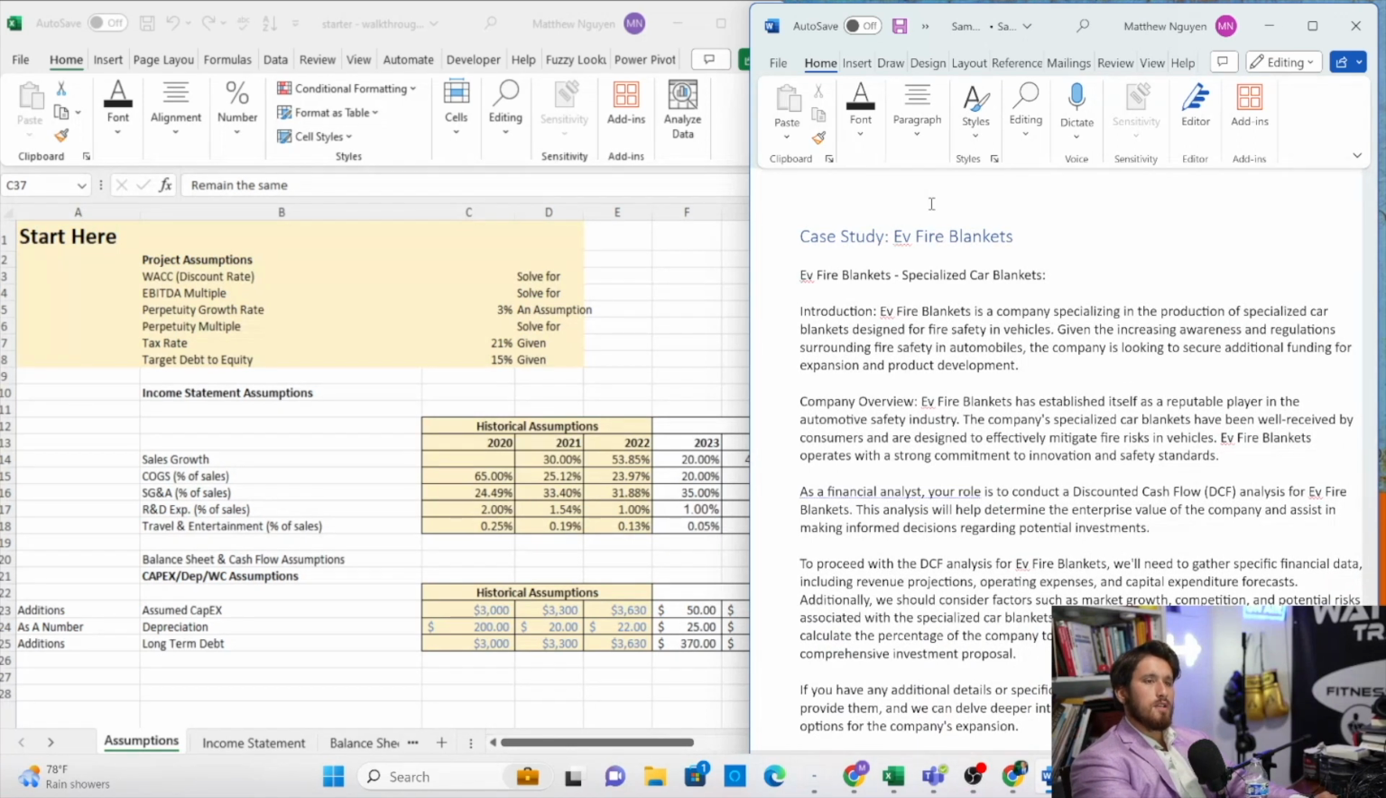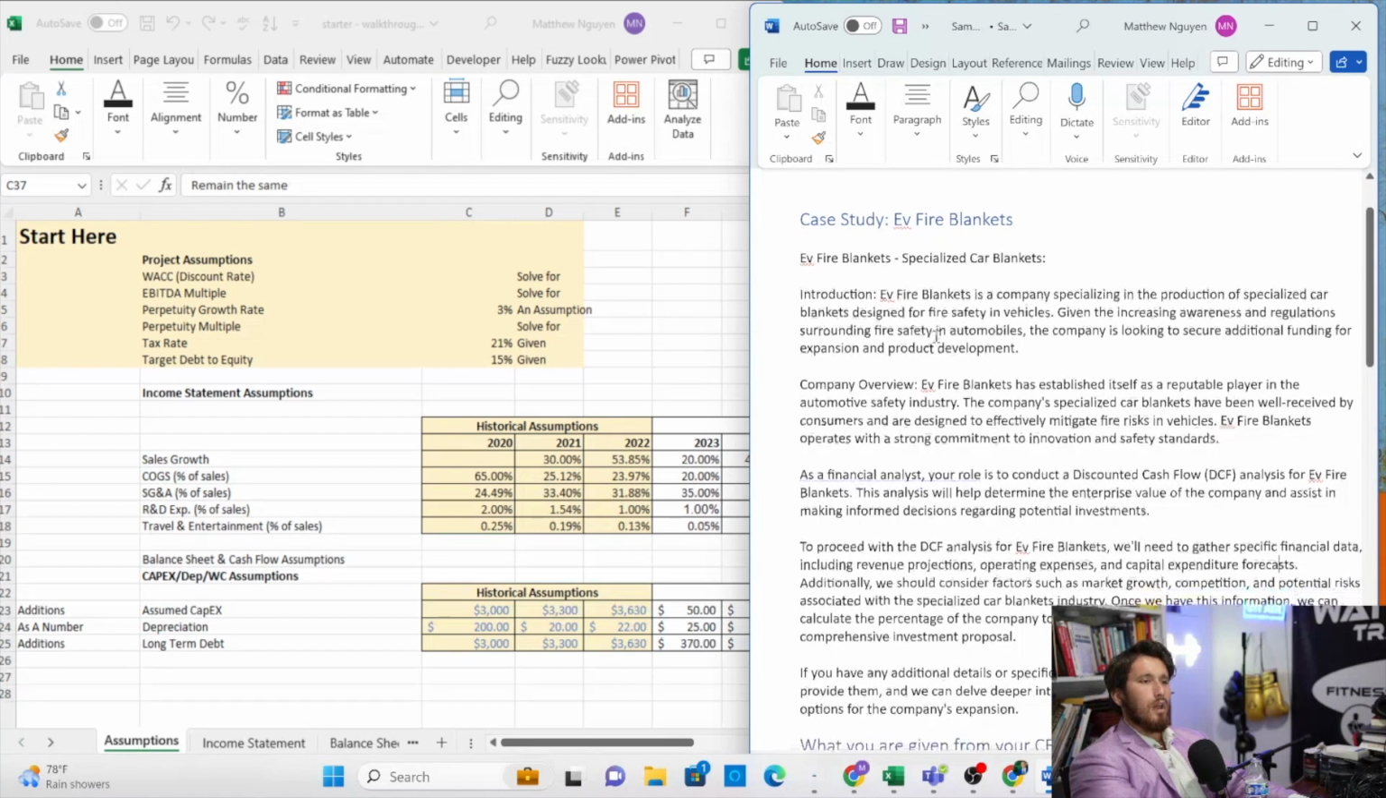EV fire blankets, specialized car fire blankets. Introduction. EV Fire Blankets is a customized company specializing in the production of specialized car blankets designed for fire safety in vehicles. Given increased awareness and regulations surrounding fire safety in automobiles, the company is looking to secure additional funding for expansion and product development.